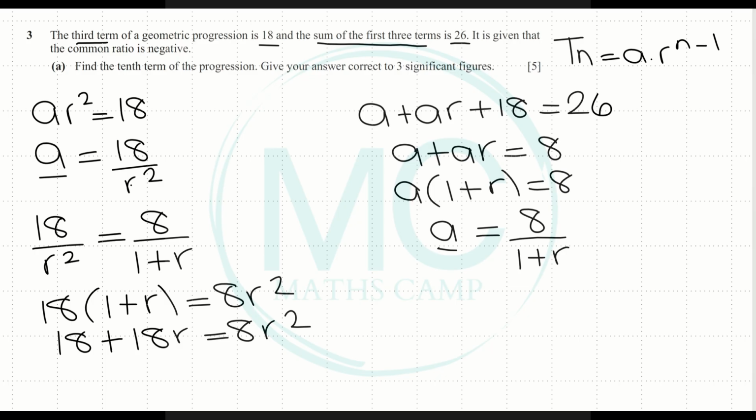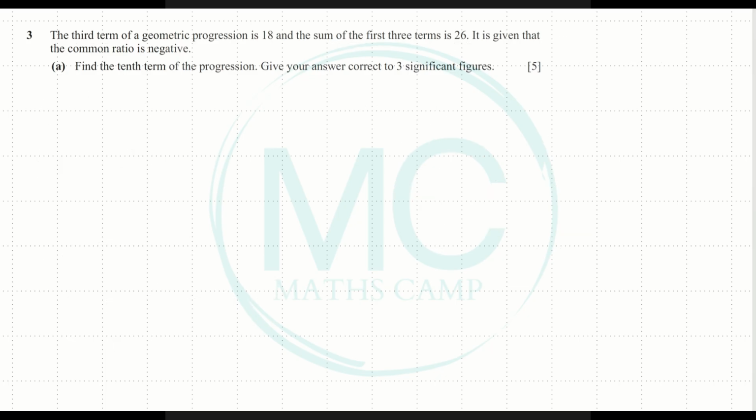Let's make some space. And I'm going to rewrite the equation up here. Let's have 8r squared. Move our r terms to the left. We get 8r squared minus 18r minus 18 is equal to 0. Now we have a quadratic we can use to solve for r. In your exam, your time is limited, so you don't need to worry about simplifying these equations. You can put this straight into the quadratic formula.